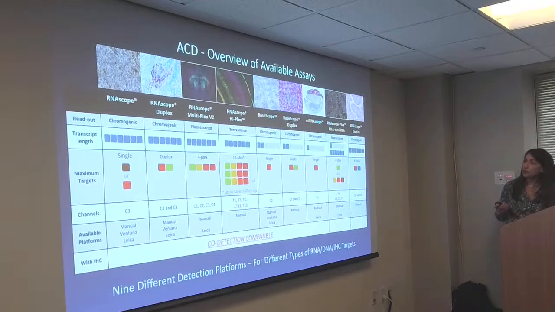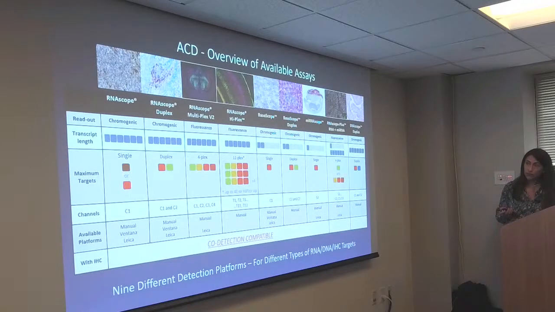When we go to base scope and base scope duplex, I can't go beyond 2 targets. The readout will always be chromogenic. For microRNA, it's chromogenic as well. But once we get into a duplex of microRNA and full-length RNA, then I can start working within a fluorescent readout again. And DNA scope duplex is chromogenic. That is how it is.